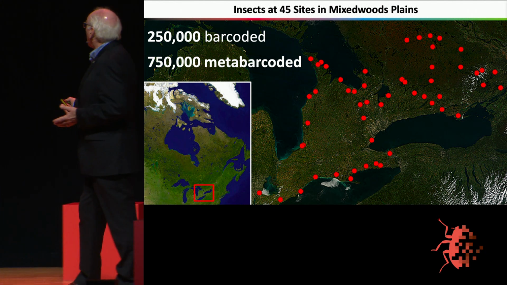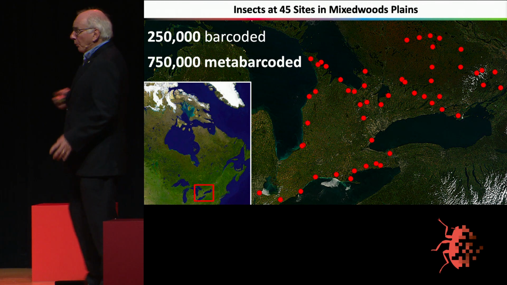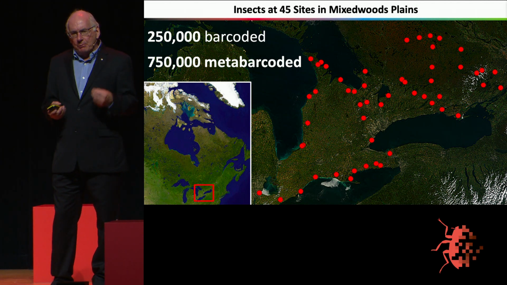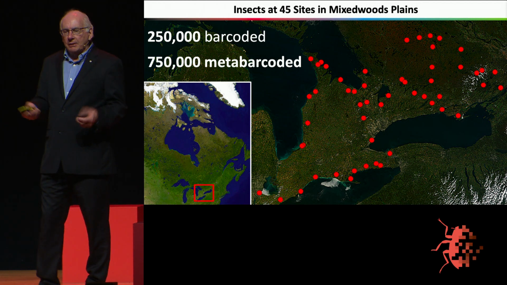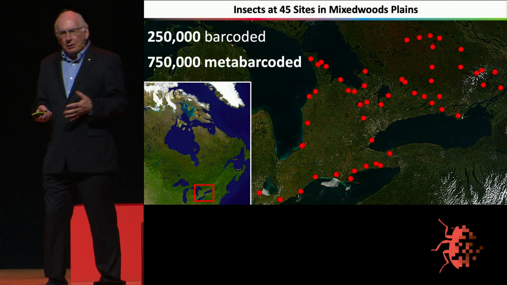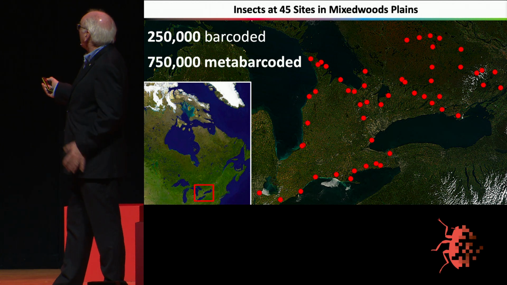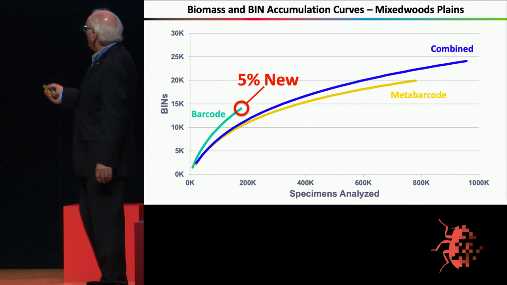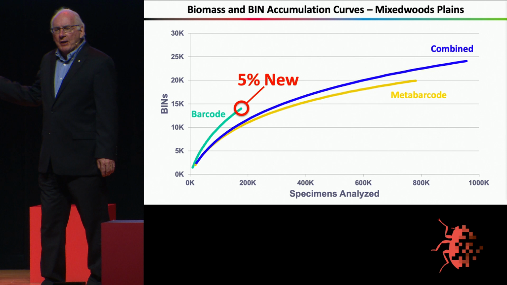By contrast, in Ontario, we've been doing quite a lot of barcoding, so this is the area we're working in. We went into 45 provincial parks, did the same sort of thing, year-round malaise trap sampling at those 45 sites, and counted the specimens. Well, we counted 250,000 of them, and estimated the rest. There were about 1 million specimens in those samples, and we barcoded 250,000 and meta-barcoded the rest. And the barcoded specimens delivered 14,000 species, but only 5% were new.